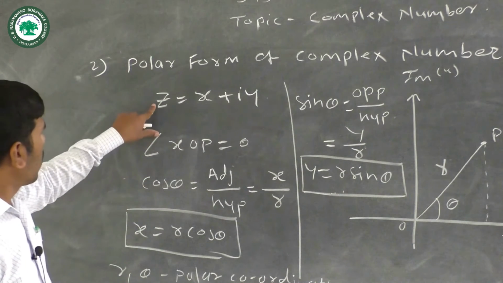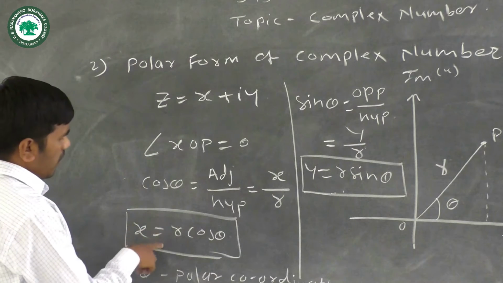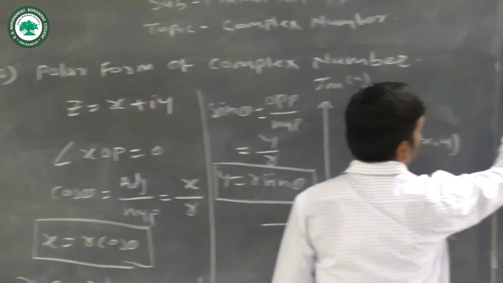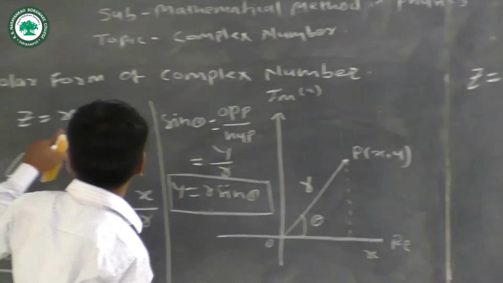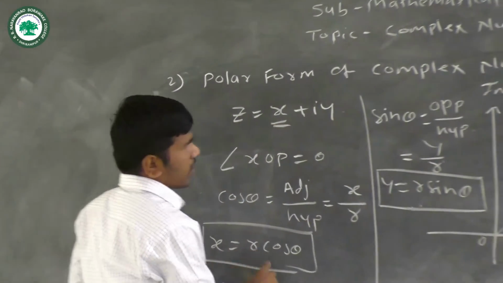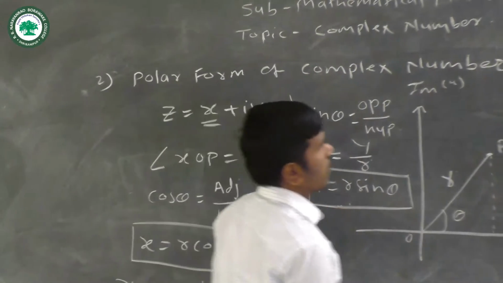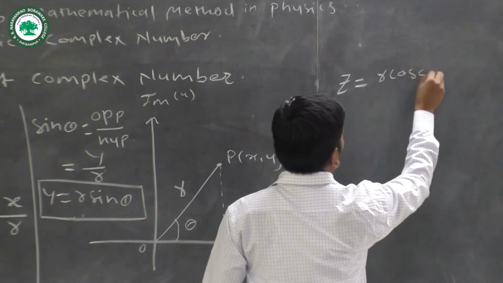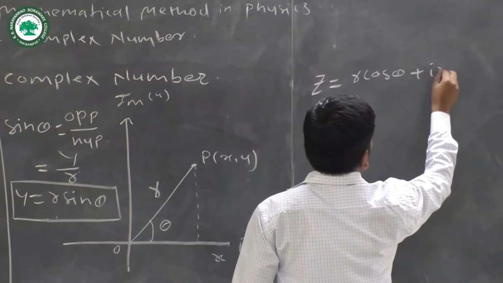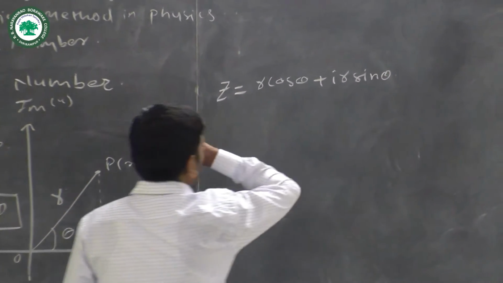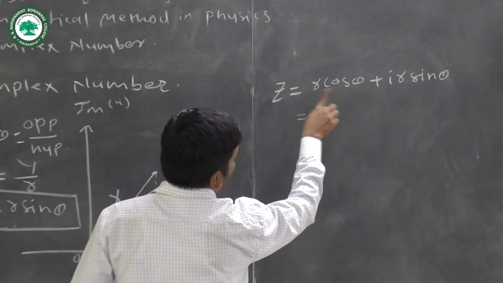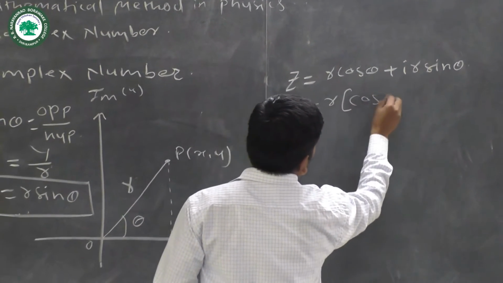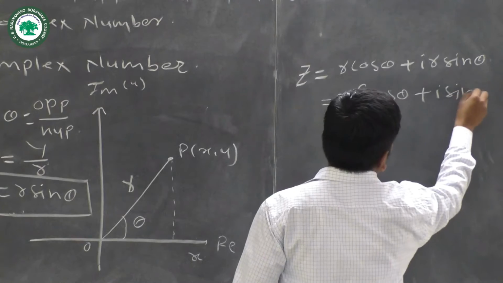Now this z is equal to x plus i y. If we rewrite it in terms of the polar coordinates, we substitute x is equal to r cos theta and y is equal to r sin theta. So z is equal to r cos theta plus i r sin theta. If we take r common, z is equal to r into cos theta plus i sin theta.